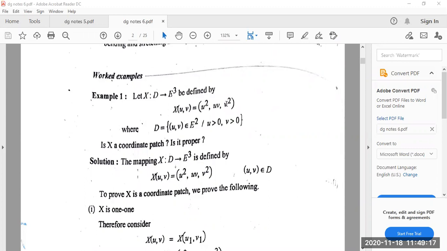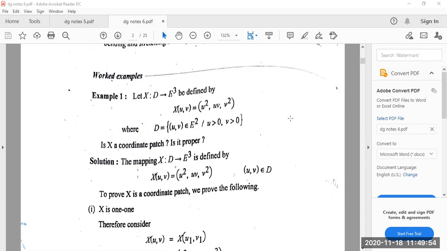Because the 1-1 condition ensures that your plane is not cut. Suppose you have taken a rubber sheet and you have applied a mapping in such a way that you have cut the rubber sheet and then converted it to a 3D object. But if you go back, we are not going to get that cut part. So this 1-1 condition for a mapping X avoids the cutting of a plane.